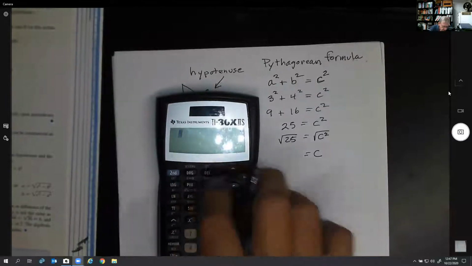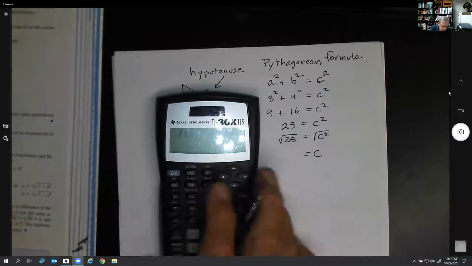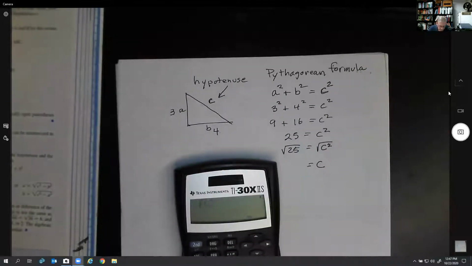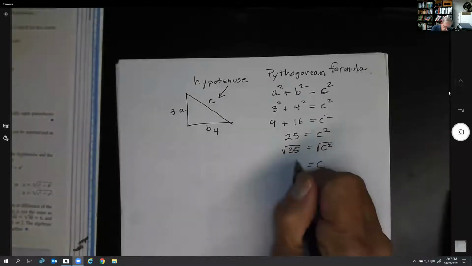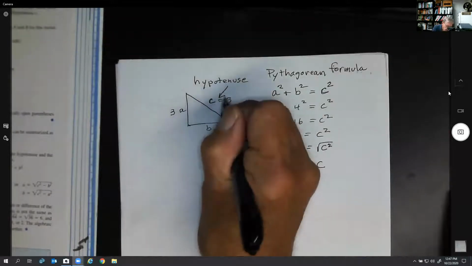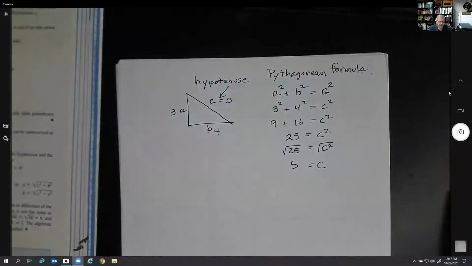Let's turn that on for a second. X squared, 25. Let's put it down here. Parentheses equals 5. So this is a very famous right triangle. 3, 4, 5. We use it a lot in construction.